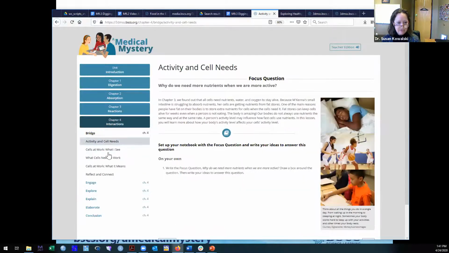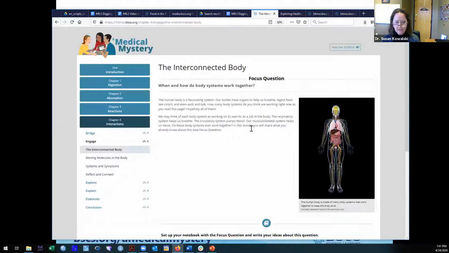And finally, in chapter 4, students start to really put everything together. They think about the digestive system, the respiratory system, the cardiovascular system, and nervous system, and they develop a model to explain all of McKenna's symptoms based on how those body systems interact.